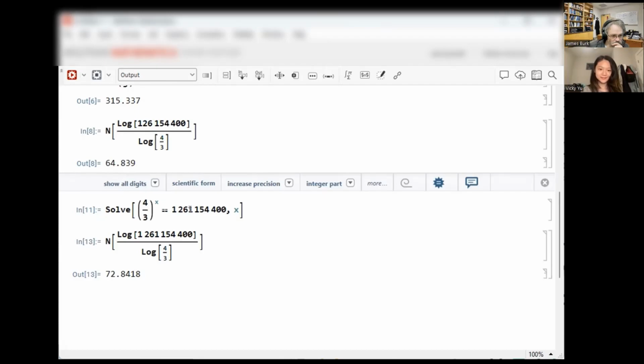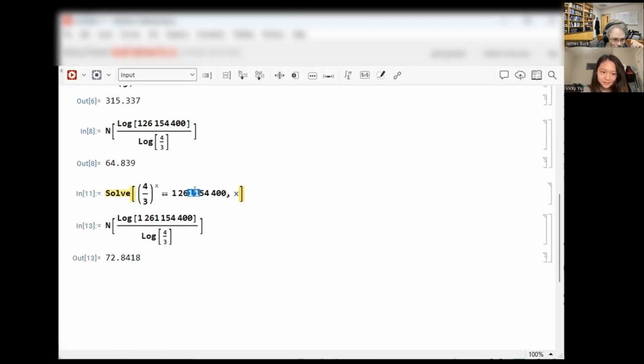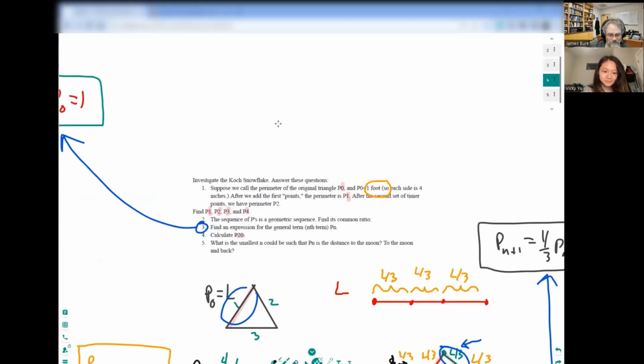Can we go back to the page? Oh, I see my error. A little hard to see. I forgot my extra one. That's where it was. Okay, back to the page. All right, can you see it okay? Yeah. Okay.